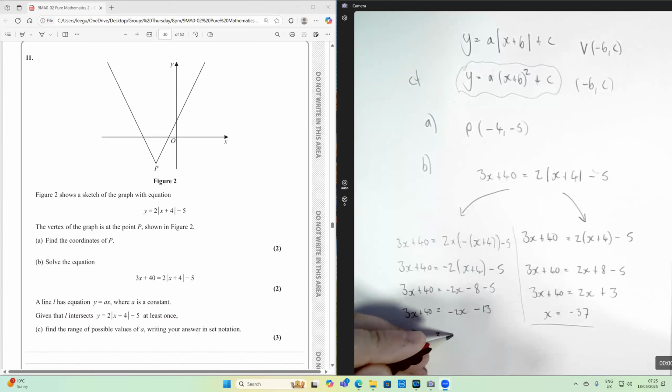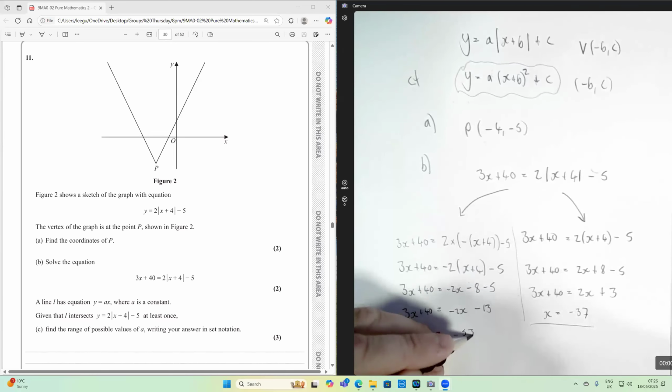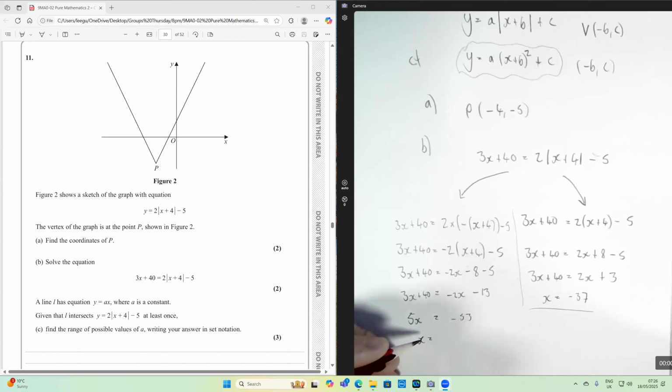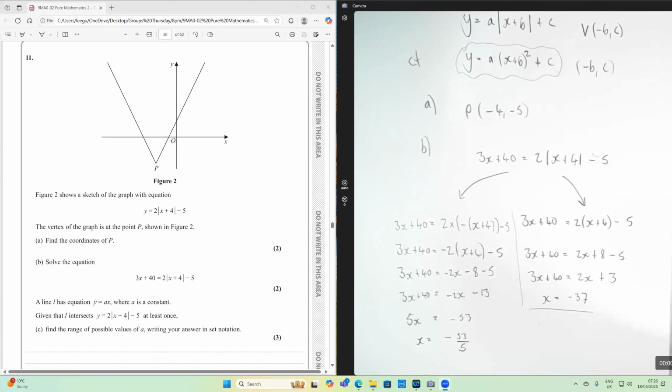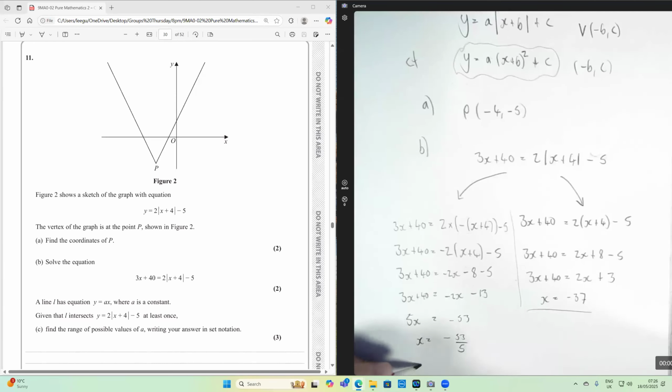Yeah, 5x is equal to minus 53. So therefore x is now equal to minus 53 over 5. Okay, so we've got our two different solutions there. Now 53 over 5, let's just see what that is as a decimal. 53/5 is minus 10.6. So x is equal to minus 10.6. Okay, that's good. So there we go, that's that solved.